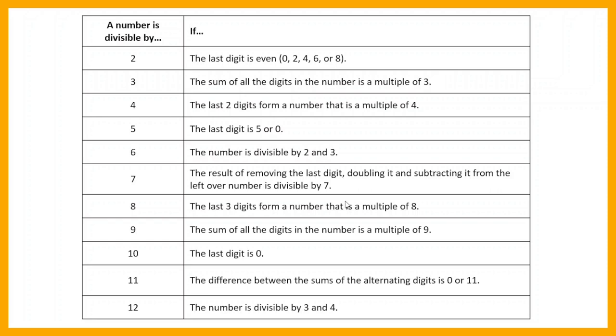Then the rule for 8 is very similar to the rule for 4. For 4, you look at the last 2 digits. For 8, you look at the last 3 digits, and you see if the number is a multiple of 8. Now, sometimes the last 3 digits will be a number that you don't know if it's a multiple of 8. Then you can just use your calculator to work that out quickly. But it means you don't have to type in the whole number, you can just type in those last 3 digits.